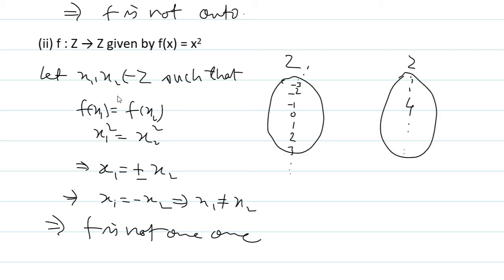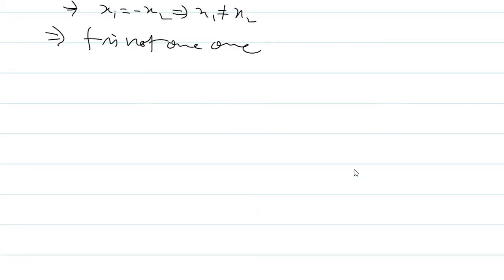For example, here minus 2 and plus 2 will have the same image 4 in the codomain. Hence, the function from Z to Z given by f(x) equal to x square is not 1-1. Now let us check whether the function is onto. The definition of the function was f from Z to Z such that f(x) is equal to x square.